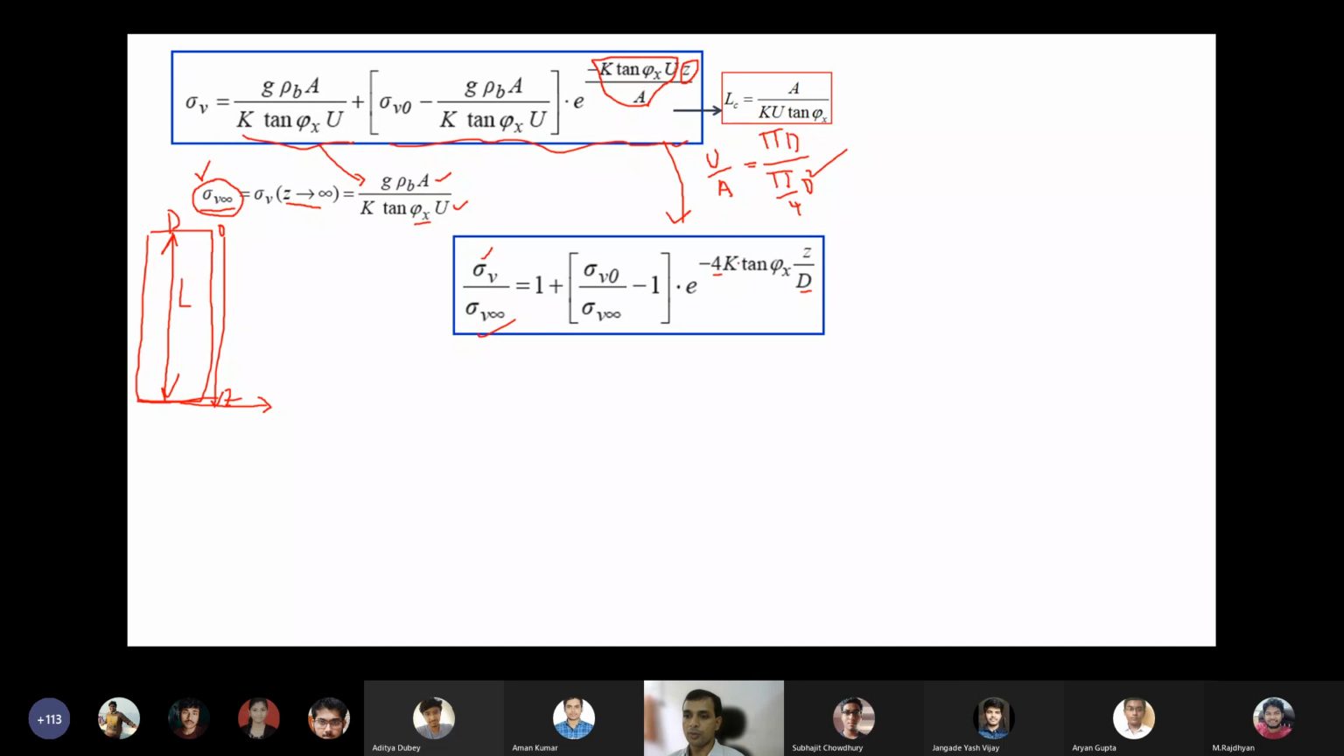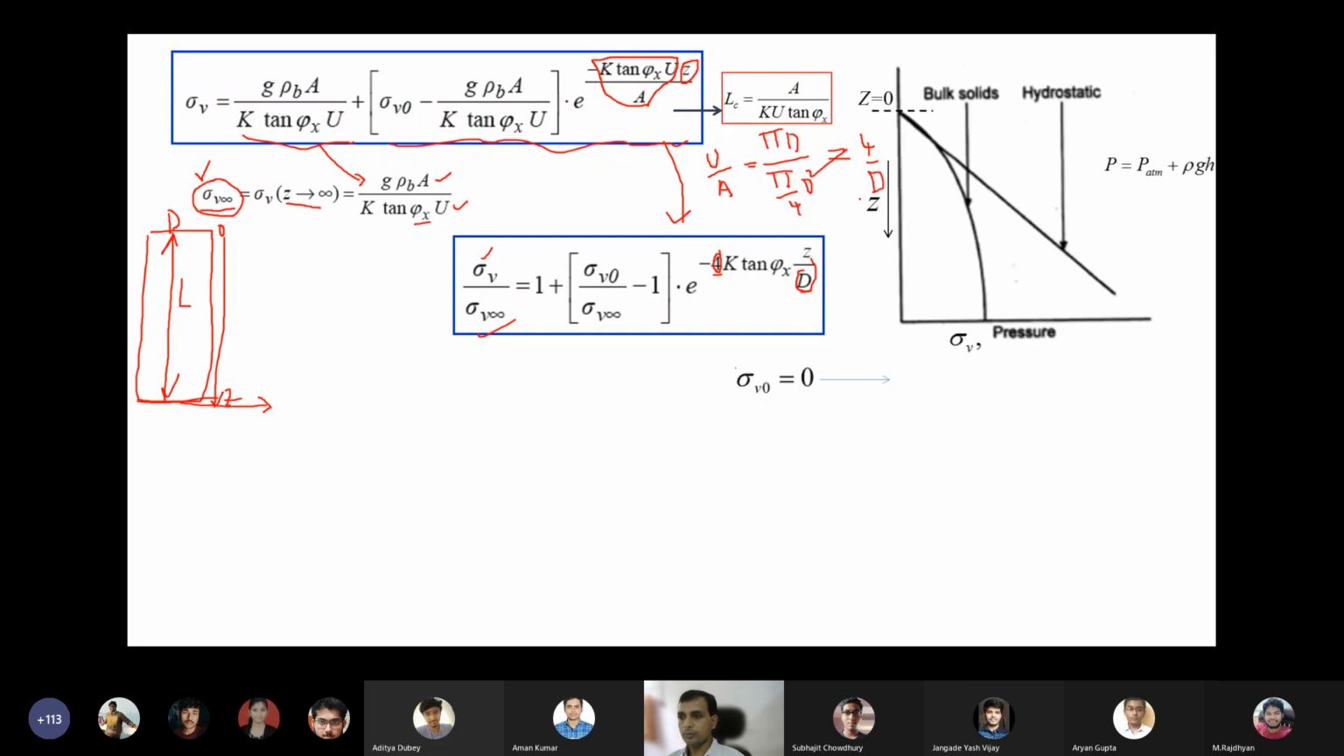So you get 4 by d. U by a is nothing but 4 by d, right? So if you plot this, if you use this expression, either this one or that one, if you plot Z versus vertical stress, this is for liquid.